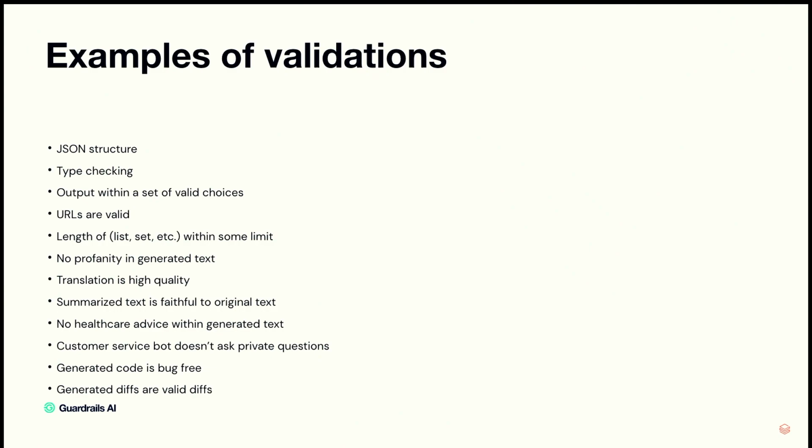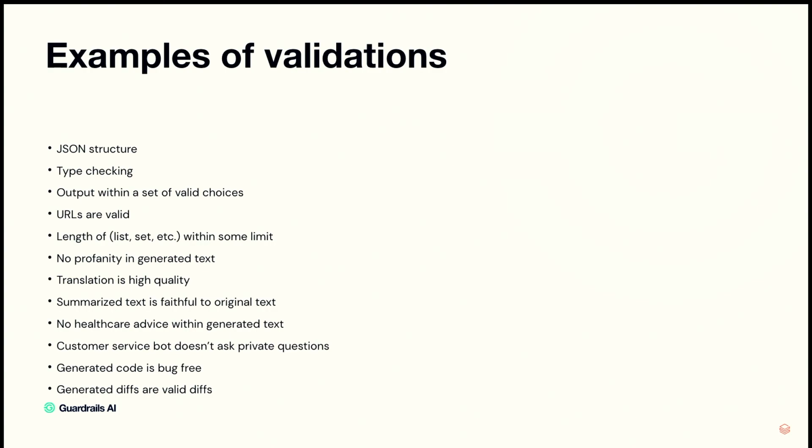But this can also get pretty complex. If I'm translating text, make sure that my translated text is high quality. And this is implemented by internal machine learning models that check for translation quality and don't rely on the LLM itself. If you're summarizing text, make sure that the summary is faithful to the original text. It's not hallucinated, and each sentence in the summary can be attributed to some specific source.